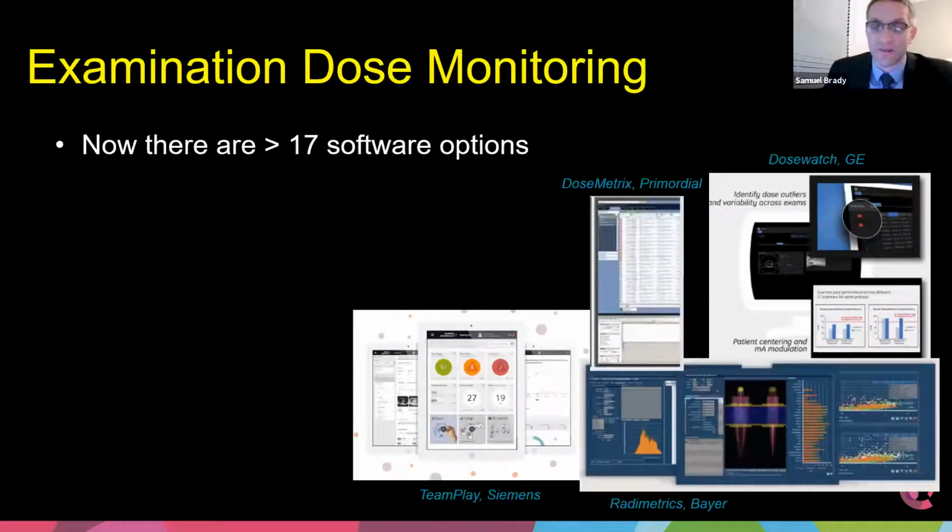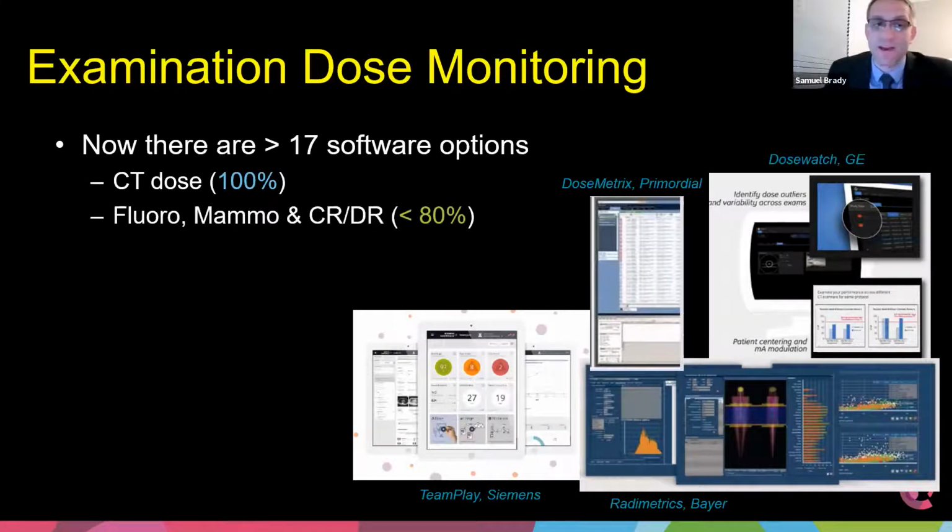When you look at the various different landscape, and I know, for example, you guys are probably going to get Radiometrics installed hopefully within this year at multiple institutions, the point here is there are actually quite a few different softwares. There are 17 or more that I've counted out there. All of them handle CT doses. In other words, they can interface a CT scanner, collect the data from it, and process it and send it to the OAP. Not all of them can do fluoro, mammo, or CR/DR. Only about 80% of them can. And even fewer will actually be able to interface and work with nuclear medicine.